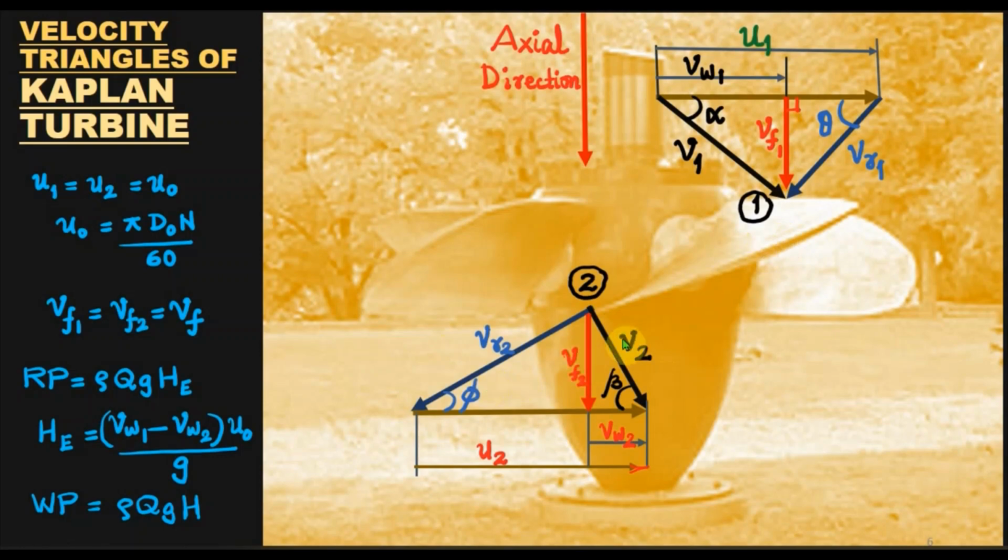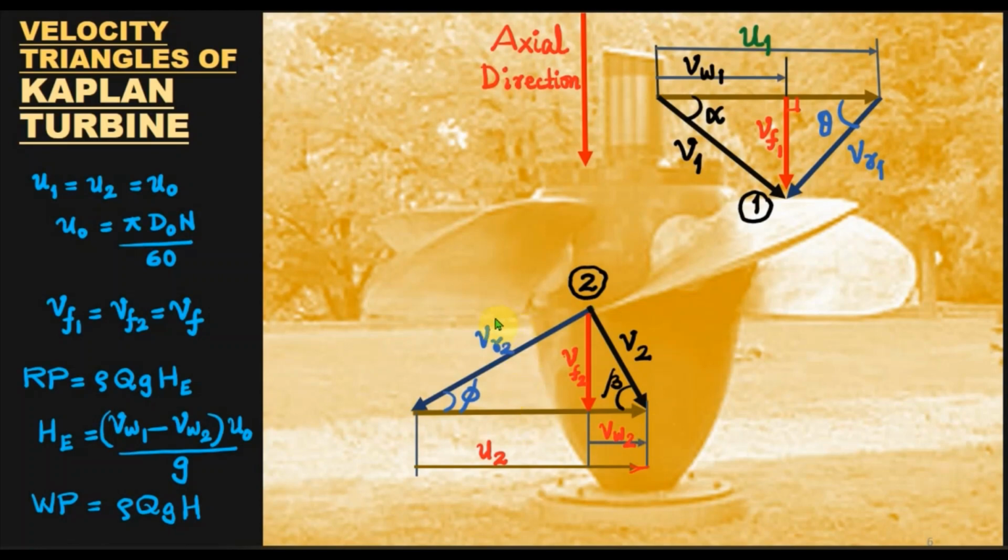Now we'll discuss the other components. This is VR2, and now U2. What about U2? We already know that U1 is equal to U2, which is equal to U0, based on the calculation pi d0 n by 60. D0 is the outer diameter of the runner. Once you mark U2, the closing side of this triangle will represent the vector resultant, V2. So V2 is the resultant of VR2 and U2. This is VR2, this is U2, and the closing side is the vector resultant V2.